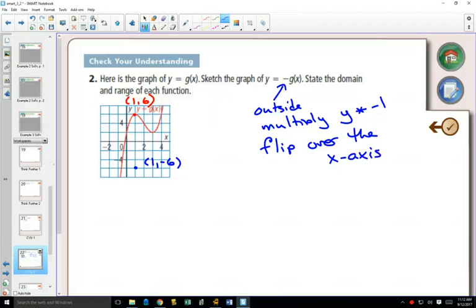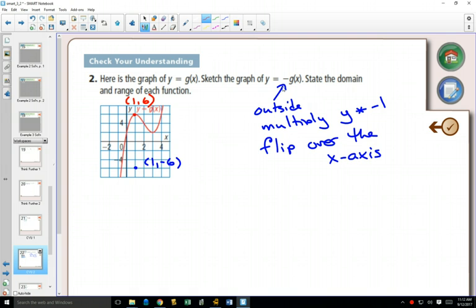the x-axis. So what I always do is I think about an individual point, and I think if my y value becomes negative, well, that flips it over the x-axis. If my x value would become negative, that would flip it over the y-axis. So there we've got our graph. We want to sketch the graph, so that's what's going to happen with everything. Everything is going to get flipped over the x-axis.